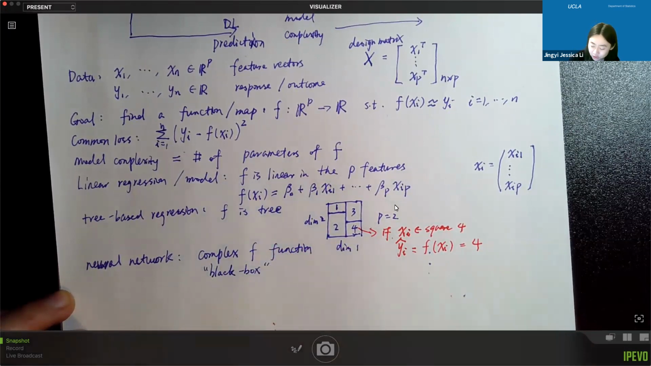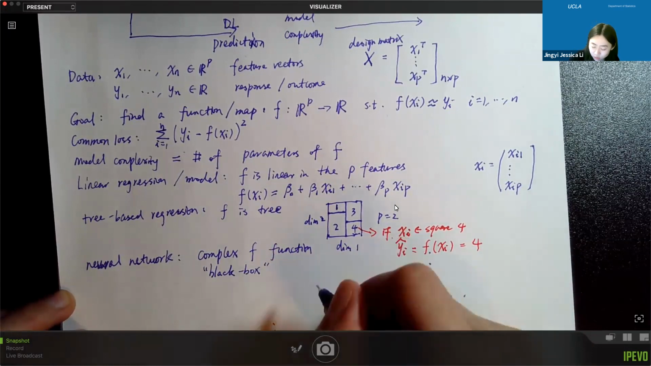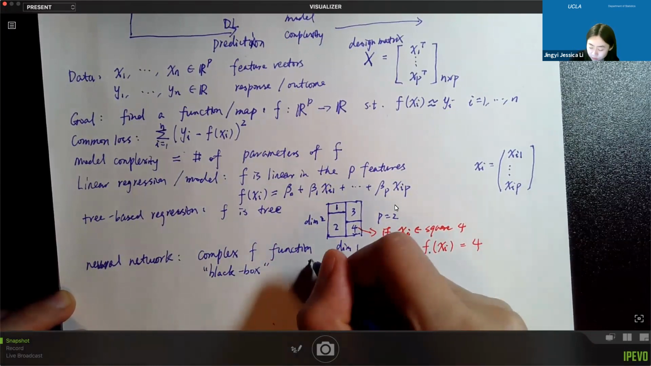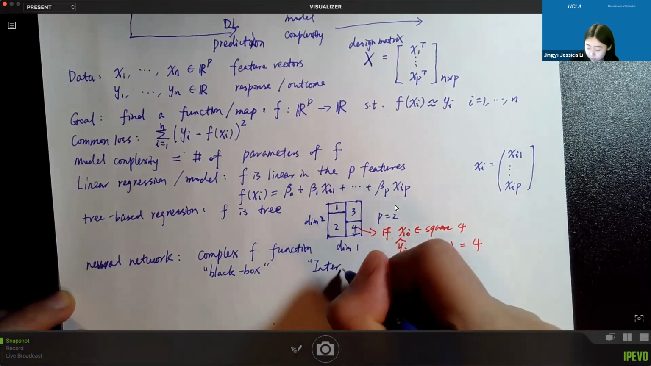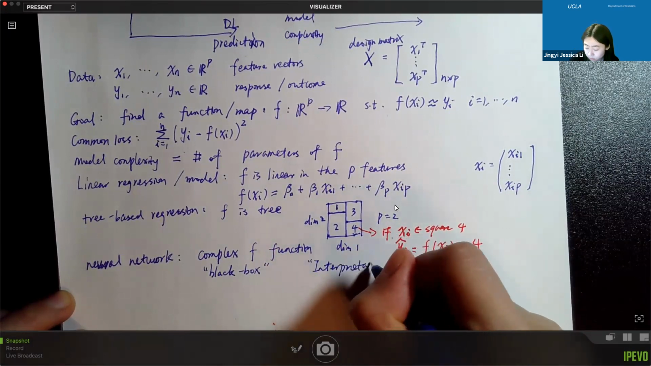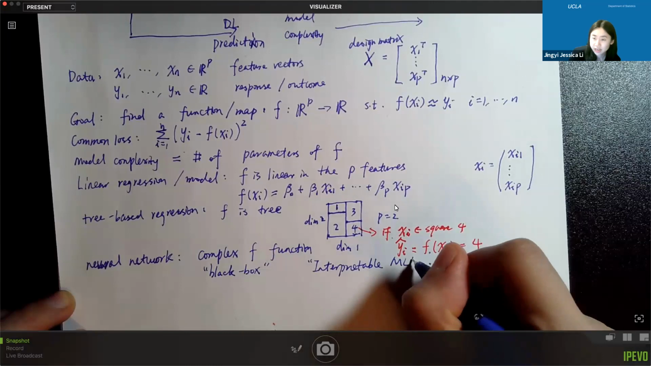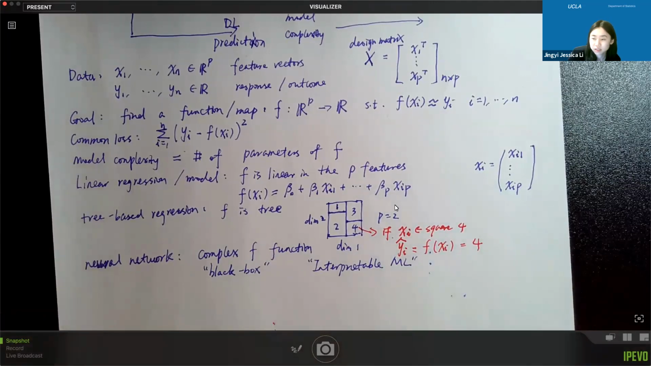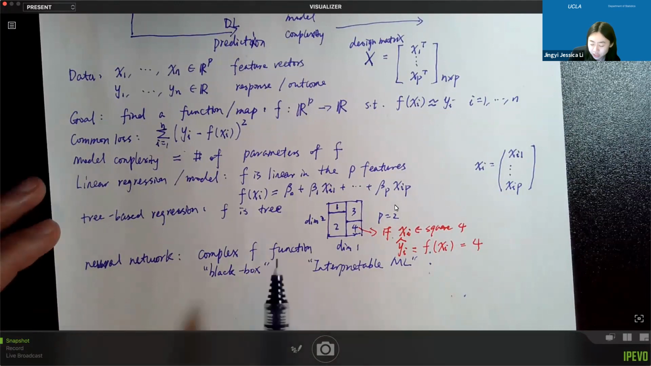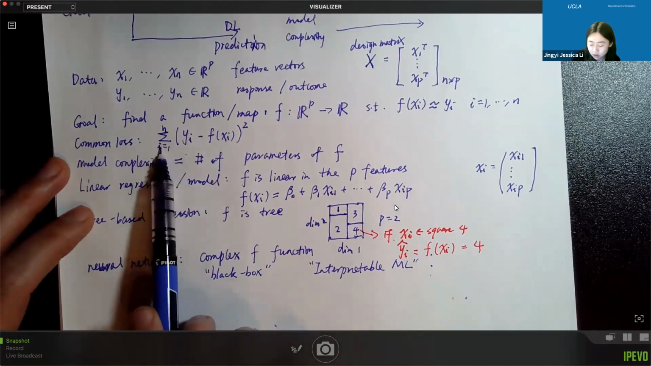I can share the link under our recording. There is an online book called Interpretable Machine Learning, which includes all the modern techniques for interpreting those black box algorithms. Okay, that's the overview. And if a function is doing a very good job, you expect its loss to be very small.